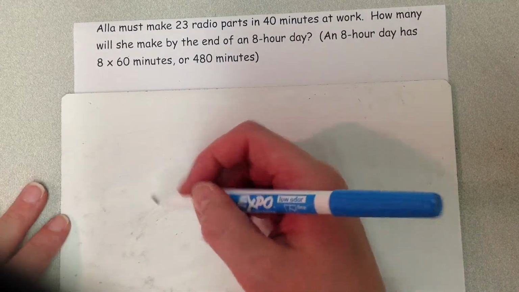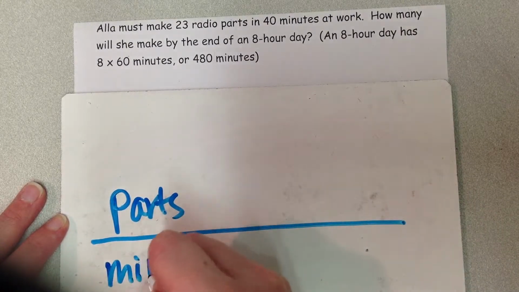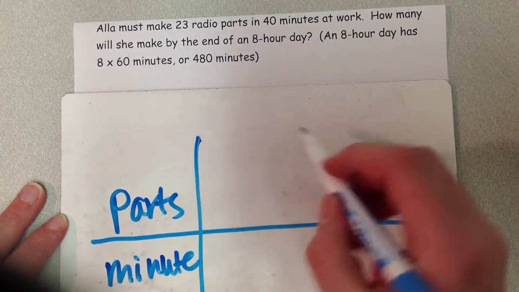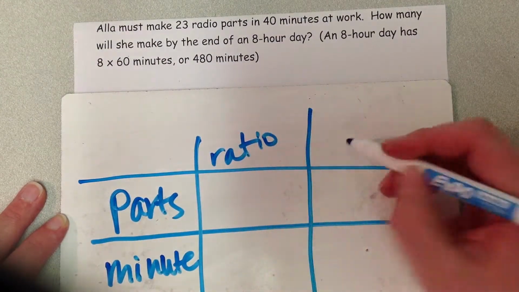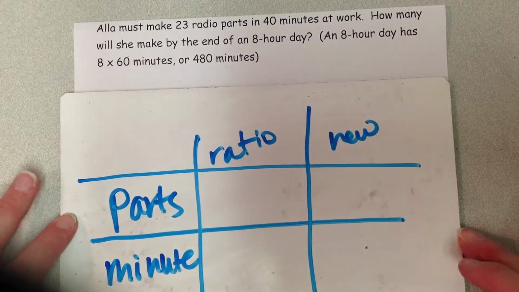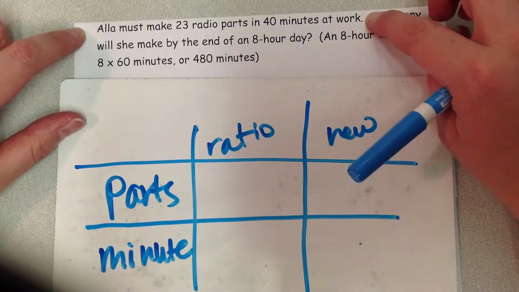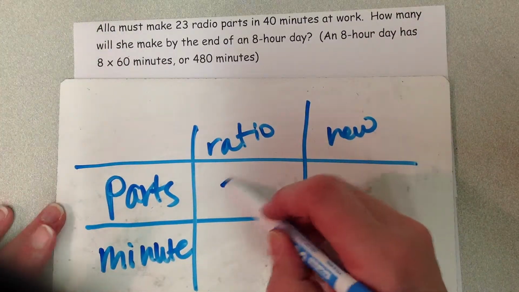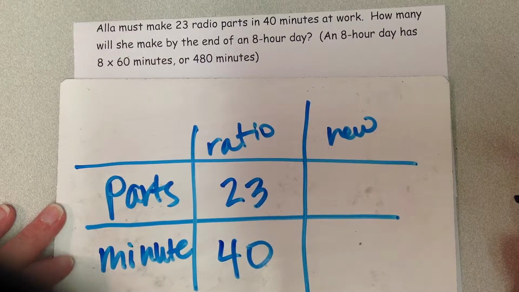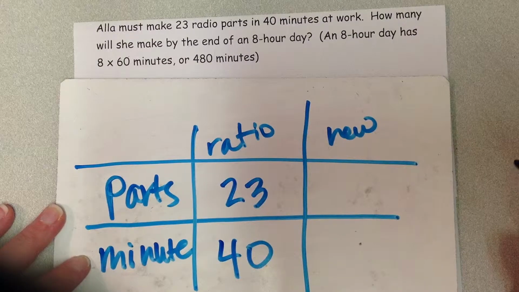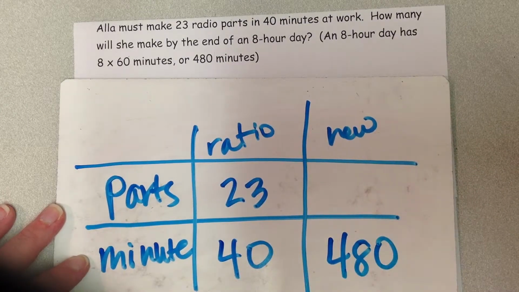Okay, so again, here we go. We're comparing parts per minute, right? And we have our ratio, our original amount, and then we have the new amount that we're looking for. So I've made myself a little chart here and I can fill in everything I know. This first sentence right here, that's my ratio stated out, right? She can make 23 parts in 40 minutes. How many will she make by the end of an 8-hour day? And then it tells us the 8-hour day has 480 minutes. That goes right there, right?